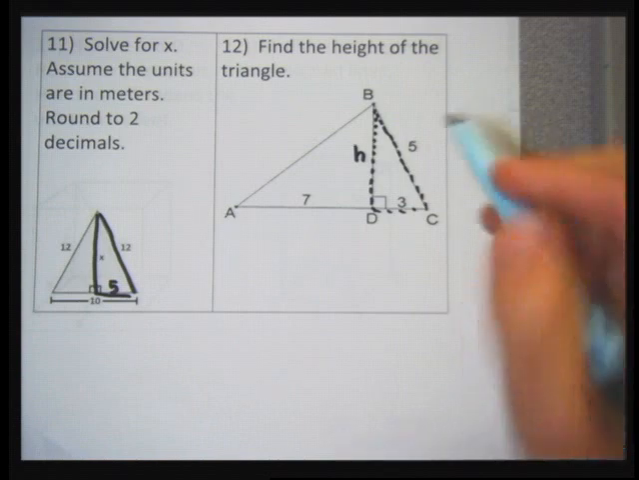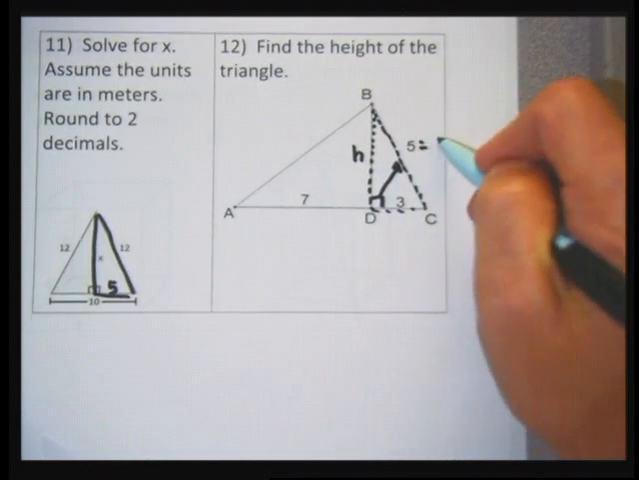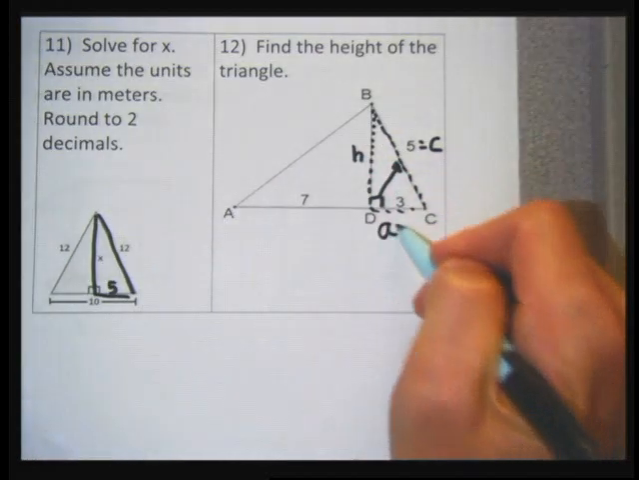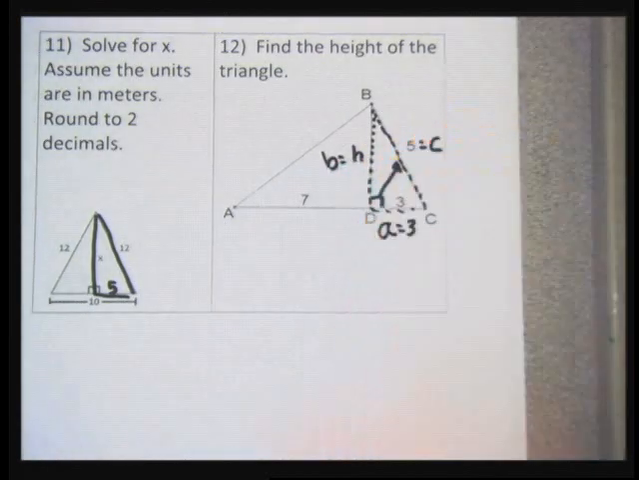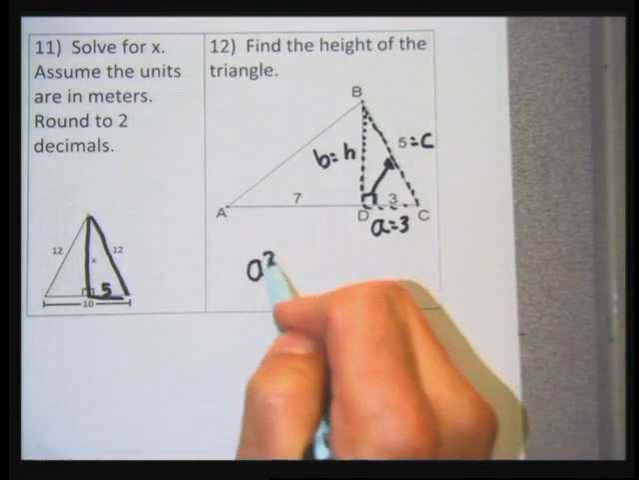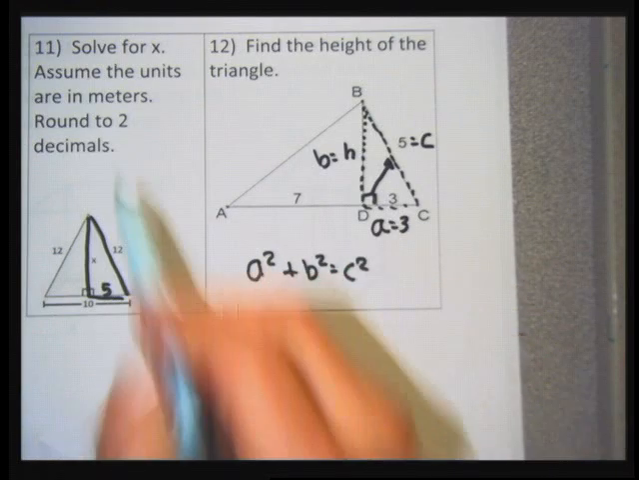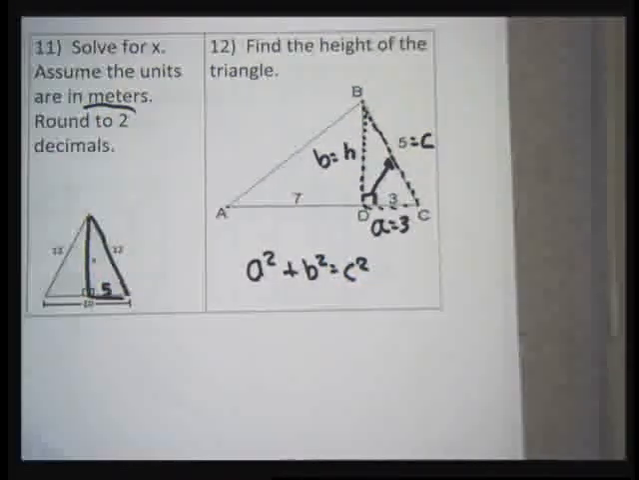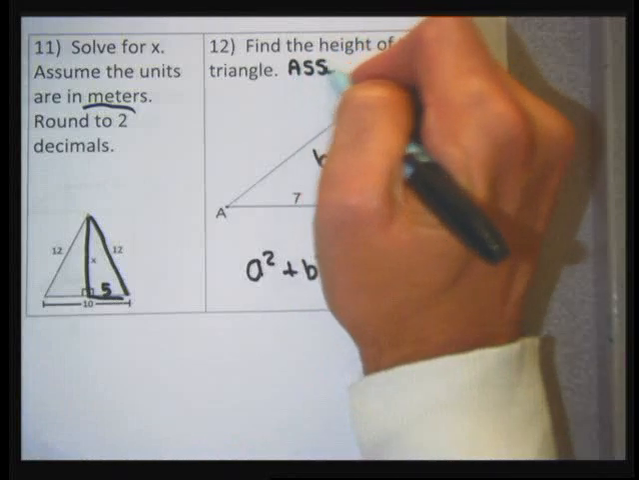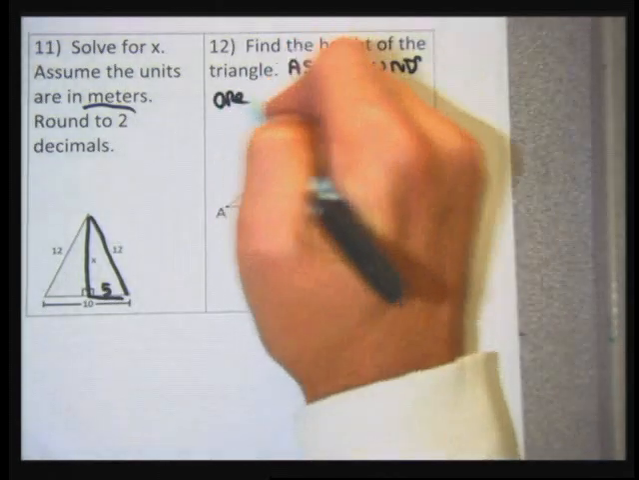For my triangle, the right angle is right here, so the C is the 5, and the A and the B are interchangeable. I'm going to call the A this 3 and the B my H. I'll take those numbers and plug them into a squared plus b squared equals c squared. For yours, it says the units are in meters. Let me add that to mine because it doesn't give me a length. I'm going to say, assume, just to be consistent with yours, the units are in meters.